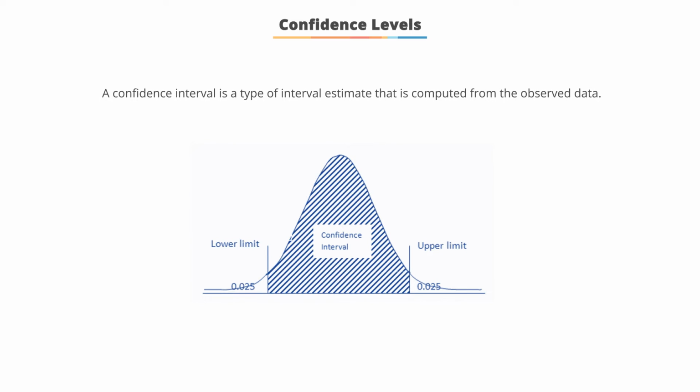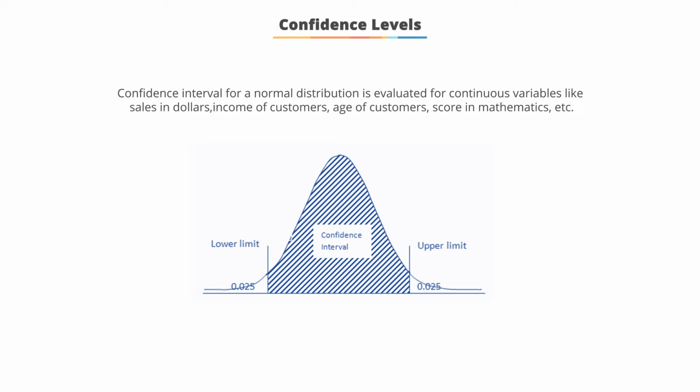A confidence interval is a type of interval estimate that's computed from the observed data, and the confidence interval for a normal distribution is evaluated for continuous variables like sales in dollars, income of customers, age of customers, score in mathematics, etc. What we're trying to say is that the assumption is the majority of individuals fall under a normal bell curve. Well, everyone falls under the bell curve.